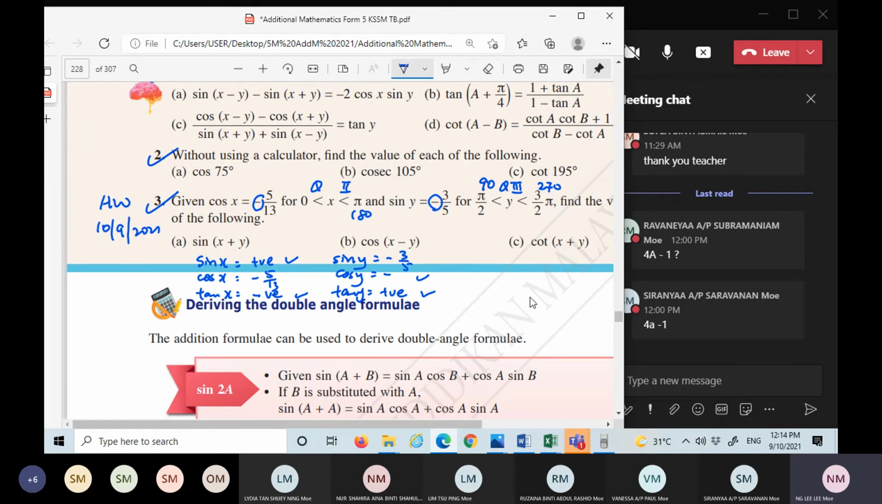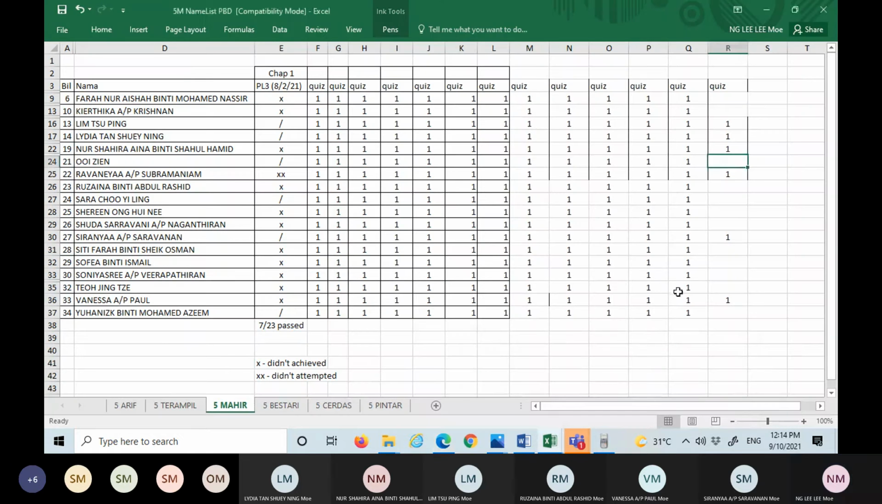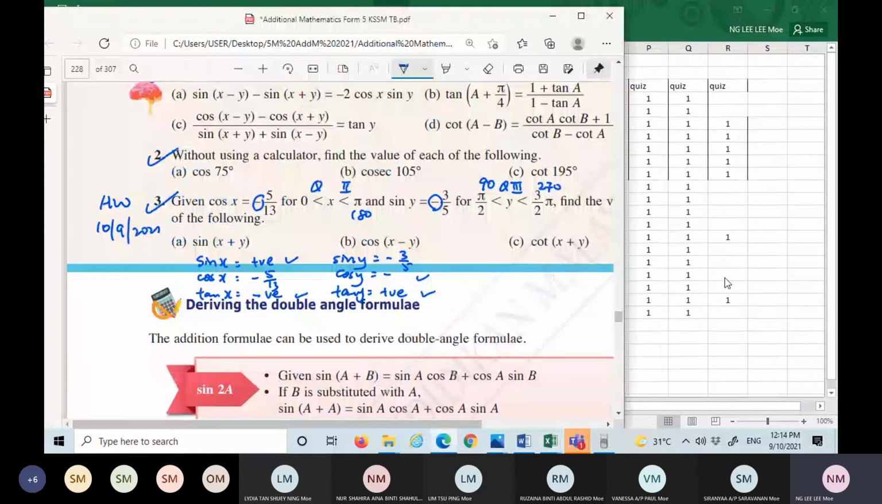What is this? Okay, so 3/13. Okay, next go. Please answer my questions. Cos, okay, 5/13. Cos is what? What over what? Who is this? Rosanna. Cos is what over what?